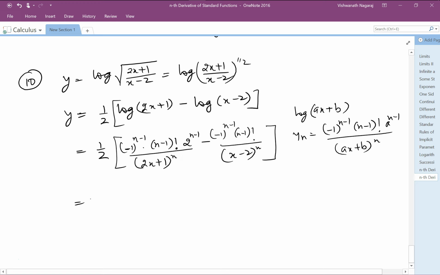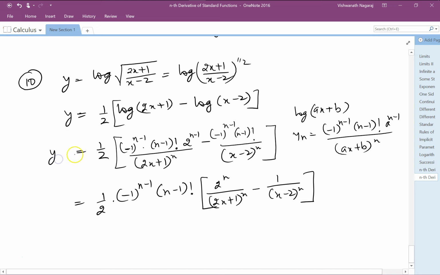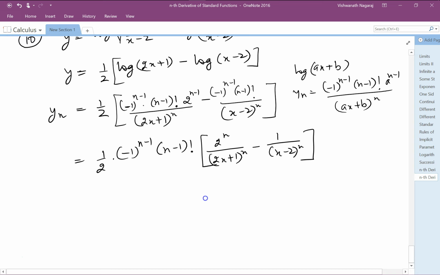It's a lot of things in common, so half of minus 1 to the power of n minus 1 is common, n minus 1 factorial is common, 2 to the power of n by 2x plus 1 to the power of n minus, nothing is there here, so 1 by x minus 2 to the power of n. By the way, here we are applying the nth derivative directly using the standard forms. I think that's enough for today.